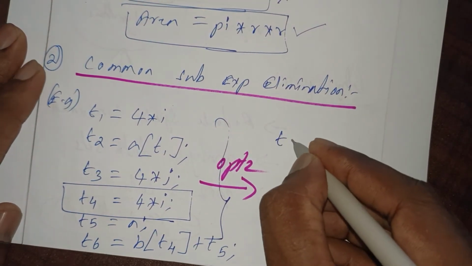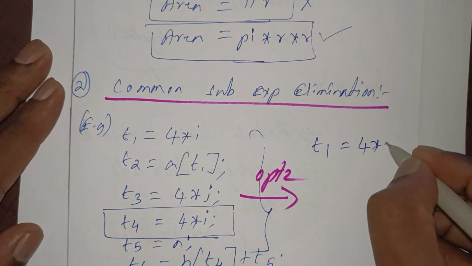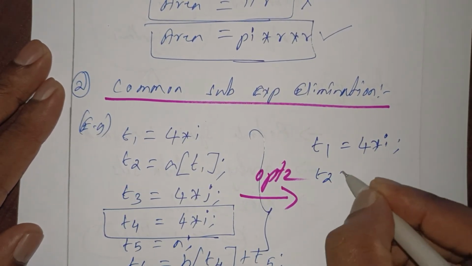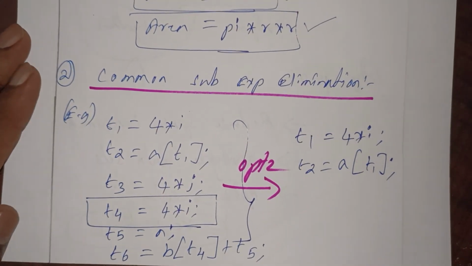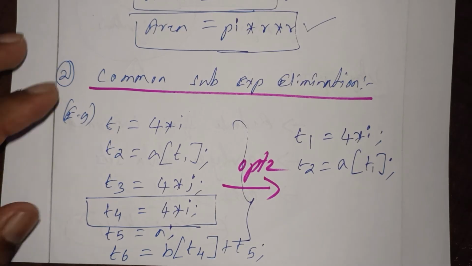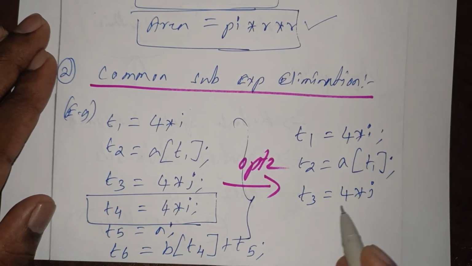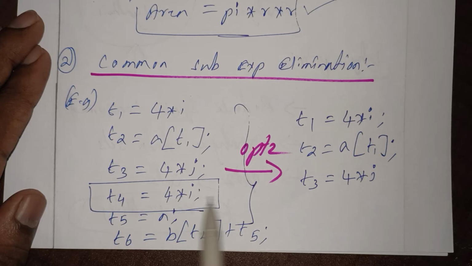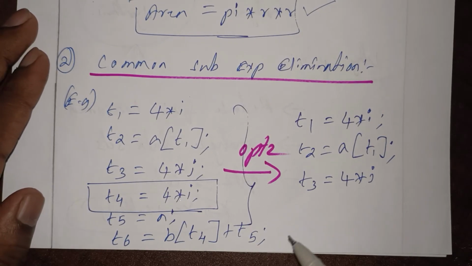Say for example, T1 is equal to 4 asterisk I. This is point number 1. T2 is equal to A of T1. Whatever the optimization, I was explaining the same thing in the previous video also: whatever you do should not affect the original code. So T3 is equal to 4 asterisk J. You can check simultaneously whichever line I was exactly finding out where there is a redundancy.